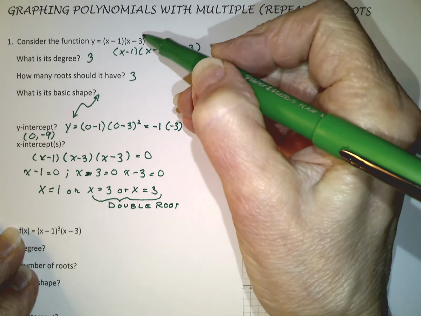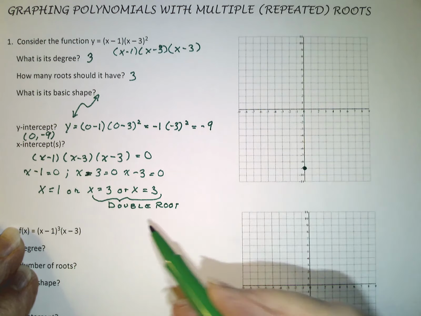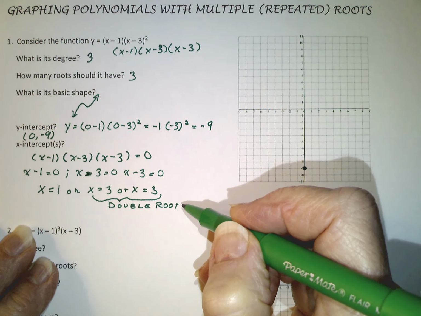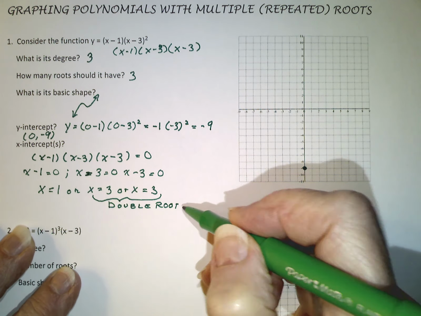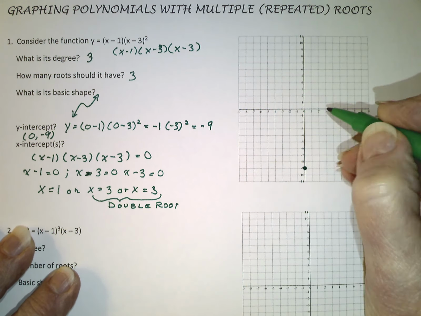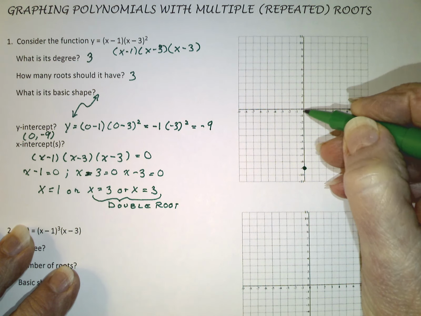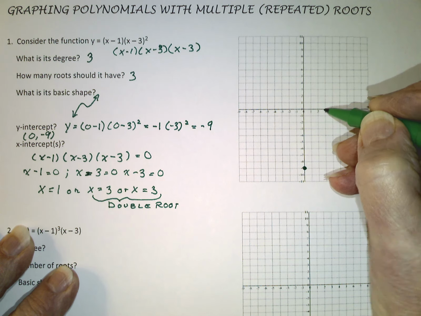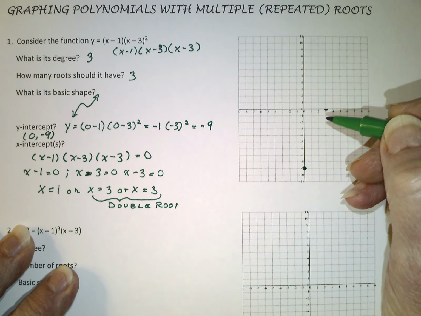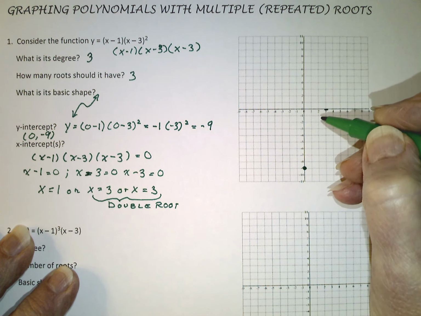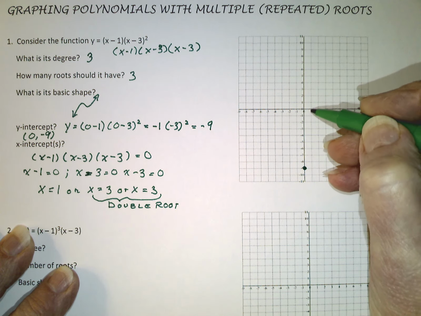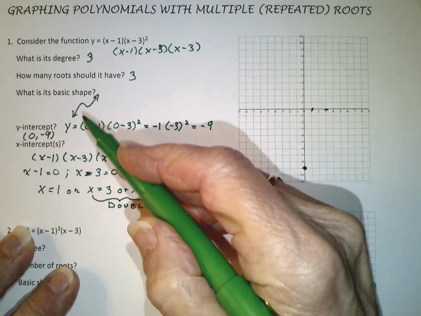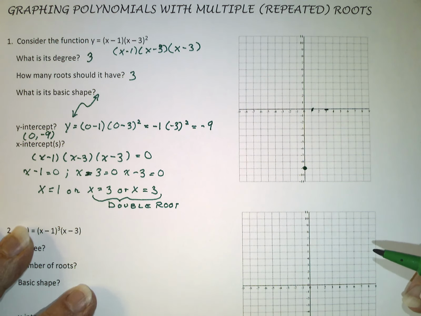And we could have told that from the original with the squared here. And that means that the graph is going to bounce at x equals 3. We're going to have a tangent to the x-axis. So this is going to be a little tight here. So at x equals 3, the graph is not going to cross. It's going to bounce. And at x equals 1, the graph is going to cross through. That's just a single root. And it's got to look something like that.